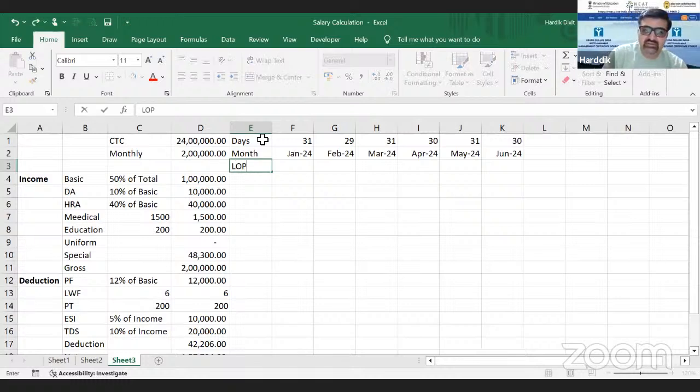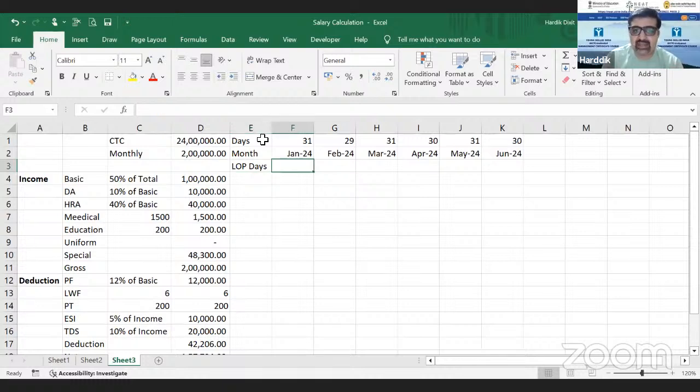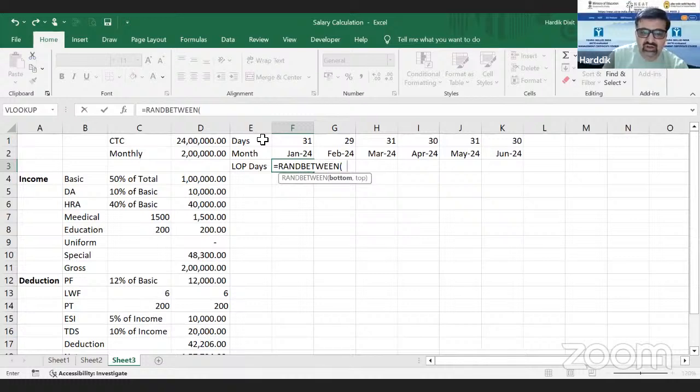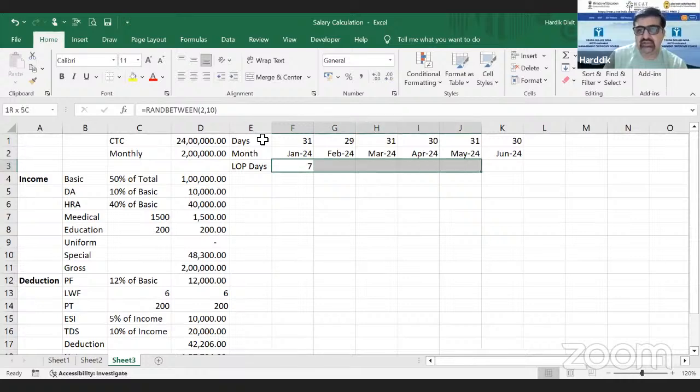Now I am saying a simple term, loss of pay days. Loss of pay days. मतलब ऐसे दिन जिसके दिन आपको सैलरी नहीं मिलेगा, मतलब आपका सारा लीव वीव सब एग्जॉस्ट हो गया, आपने छुट्टी लिया, उसका सैलरी कटेगा. Number of days that were considered as absent. So I'll say on an average 2 to 10 days in every month.